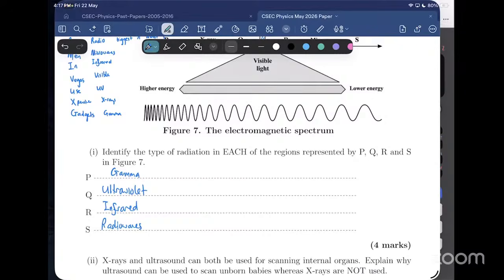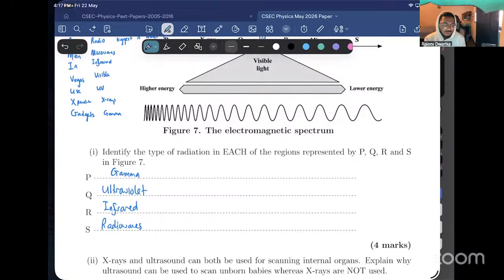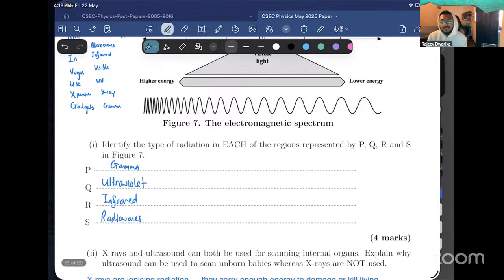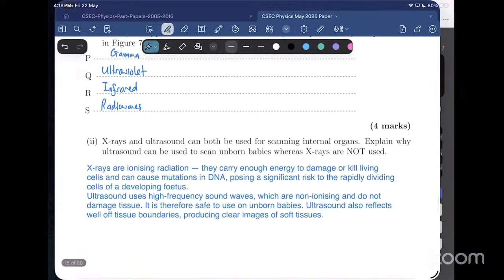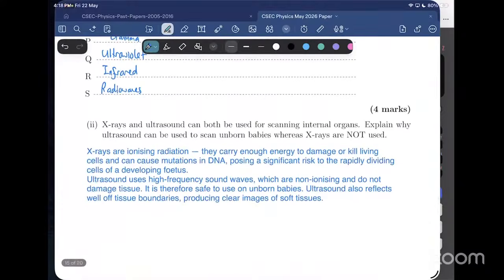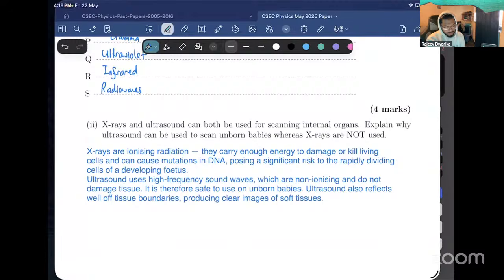X-rays will damage the baby. Ultrasound wouldn't do that, because ultrasound is just a high frequency sound. X-rays are ionizing radiation. They carry enough energy to damage or kill living cells and can cause mutations in DNA, posing a significant risk to the rapidly dividing cells of a developing fetus. Ultrasound uses high frequency sound waves, which are non-ionizing and do not damage tissue. It is therefore safe to use on unborn babies.